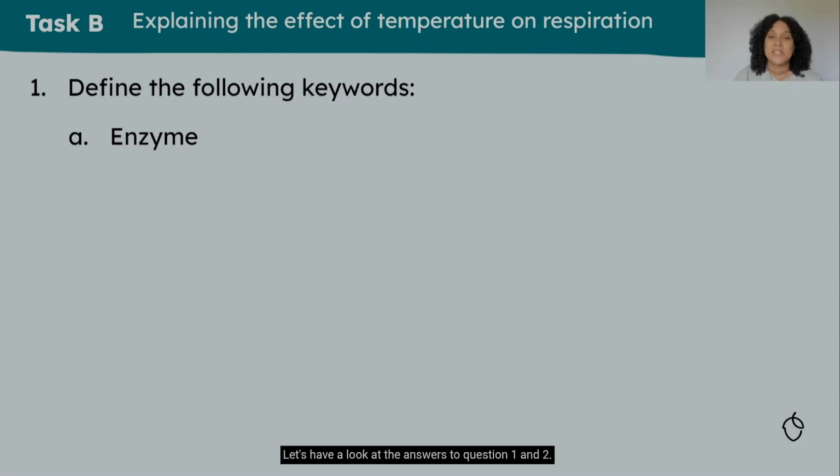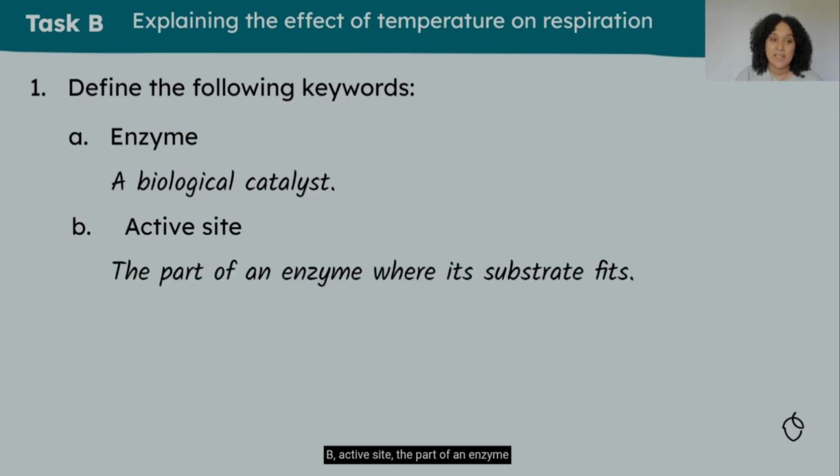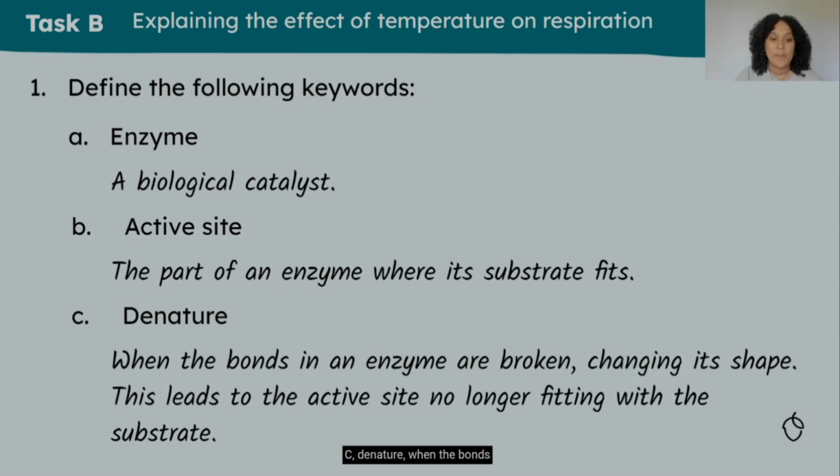Let's have a look at the answers to question 1 and 2. Define the following key terms: A, enzyme, a biological catalyst; B, active site, the part of an enzyme where its substrate fits; C, denature, when the bonds in an enzyme are broken, changing its shape. This leads to the active site no longer fitting with the substrate.